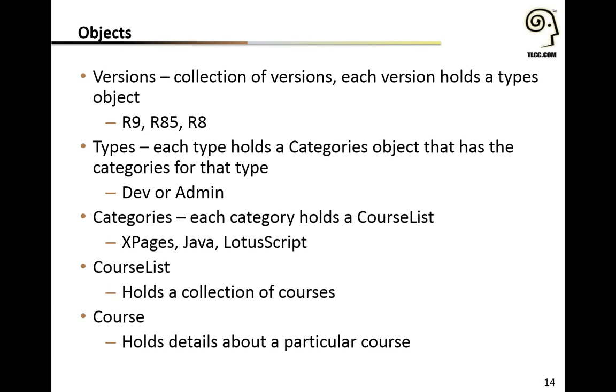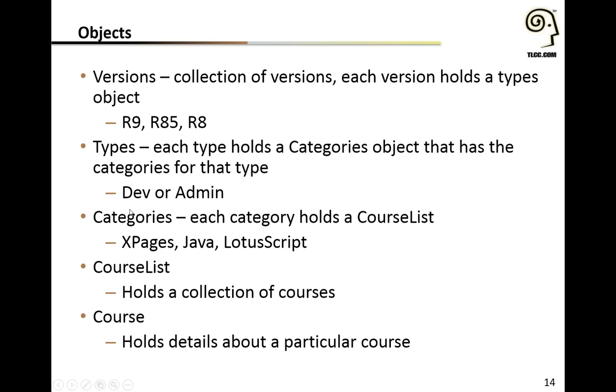Then I was thinking, okay, now I have a number of different categories. So for developer courses, I might have XPages, Java, and LotusScript. So for each one of those categories, I want to assign it the course list that holds the courses for that category. So that was the category table that I was thinking I might need to hold my categories and be able to pull in, okay, give me all the XPages courses in this categories table, and then give me a collection of the courses that are in that category.